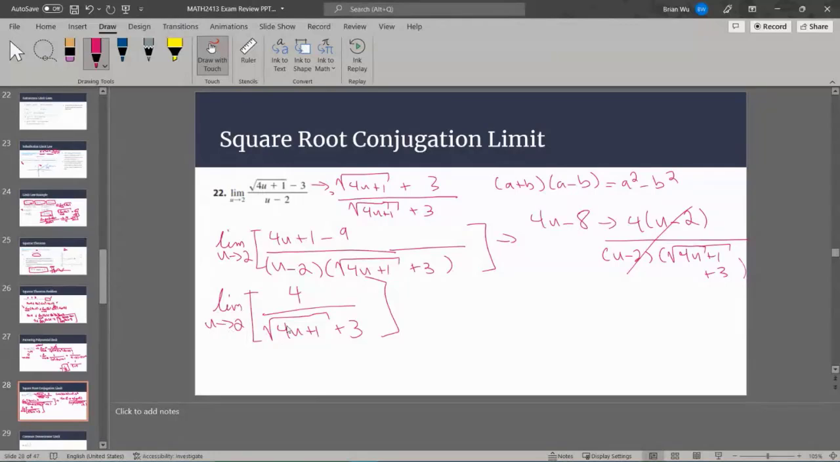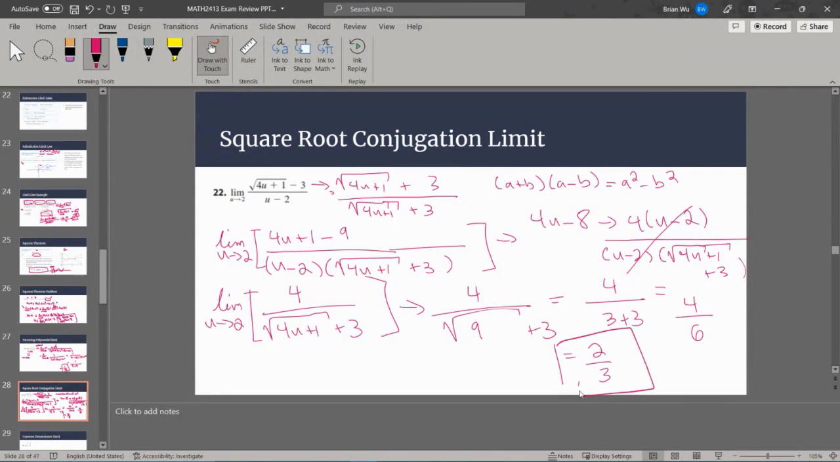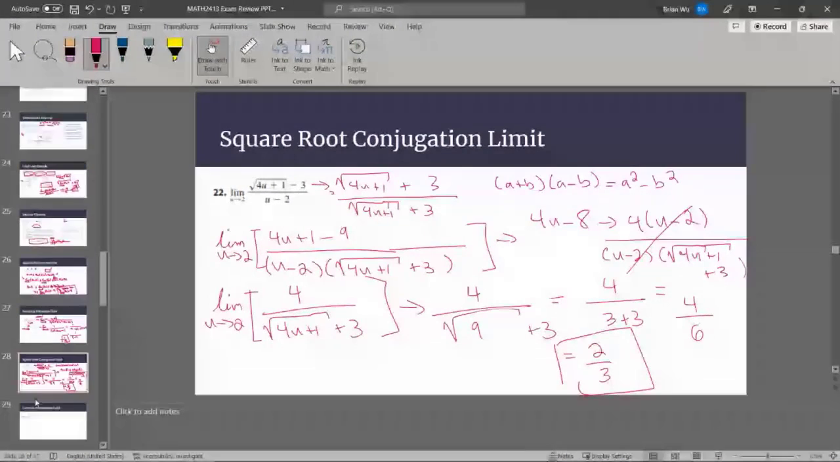And we see if we plug in 2, there's not going to be any problems with the denominator. So in this case, a rational function allows us to just plug in 2. You get 4 over the square root of 9 plus 3, which equals 3 plus 3, which is just 4 over 6, which you can also simplify to 2 over 3. Alright.